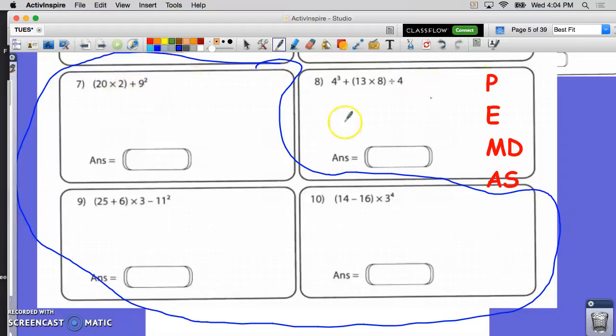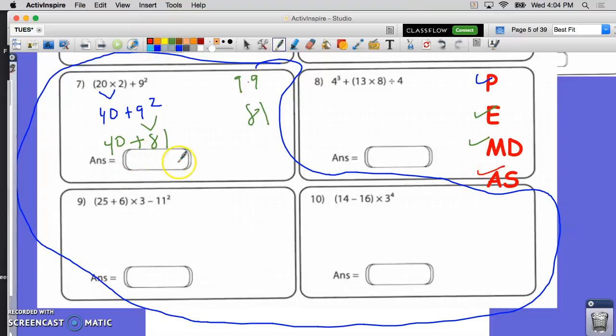Alright, so according to PEMDAS, I'm going to do what's in parentheses first. So I have 20 times 2, which is going to be 40. Bring down everything else. Exponent, which is 9 times 9, not 9 times 2, remember. That's 81. So this is going to be 81 plus 40. Okay, there is no multiplying and dividing left. So the last thing I'm going to do is add or subtract. As you can see, you have an adding. So 81 plus 40 is 121. Answer for this one is 121. Be sure that you show your work.